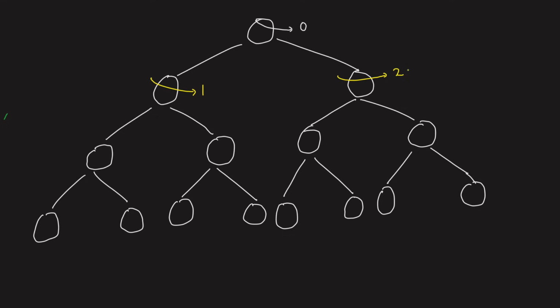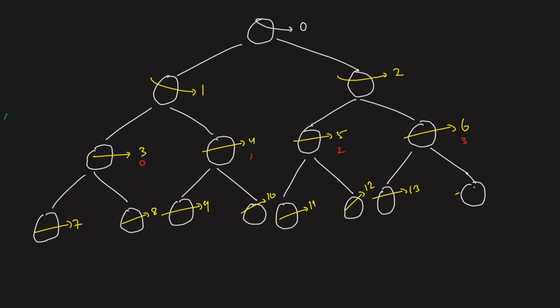Now in the next level, when I start giving these numbers, ideally this should have been 2 into 1 plus 1, that's 3. This should have been 4, this should have been 5, and this should have been 6. Instead of this, I will try to have it as 0, 1, 2, 3. Again, over here, ideally it should have been 7, 8, 9, 10, 11, 12, 13, 14. But instead of that, I'll try to have this as 0, 1, 2, 3, 4, 5, 6, 7.